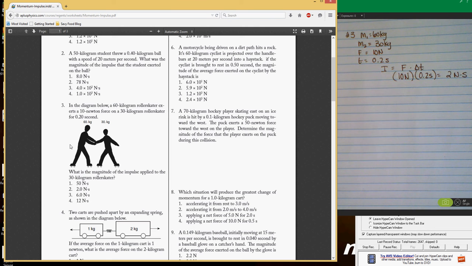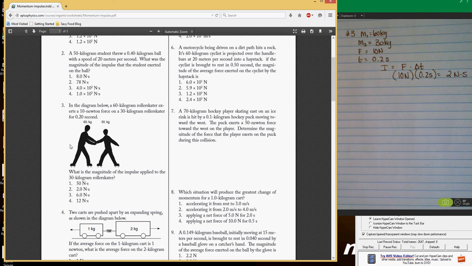So masses were just there for information. You didn't really need them at all. So those were the distractors.